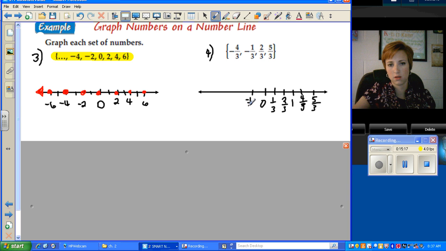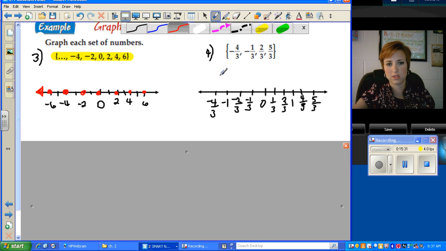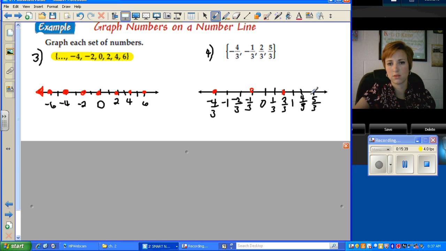-1/3, -2/3. Remember, I can't say 3/3 because that is -1, and then -4/3. And because this one doesn't have any dots, I just come through and say -4/3, -1/3, 2/3, and 5/3. And we're done with this one.